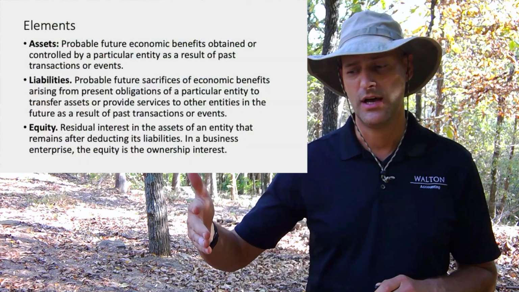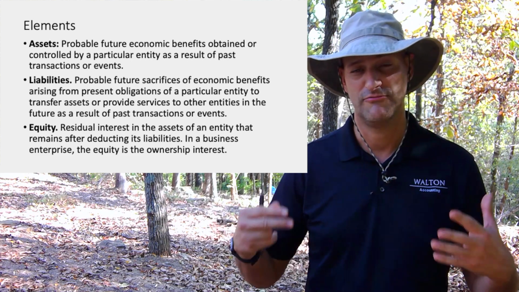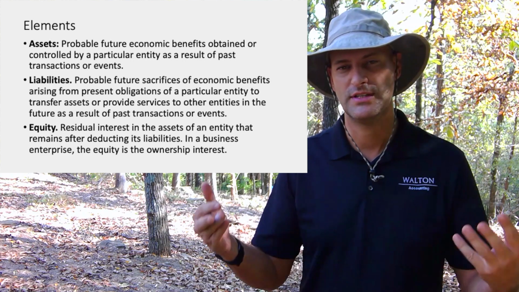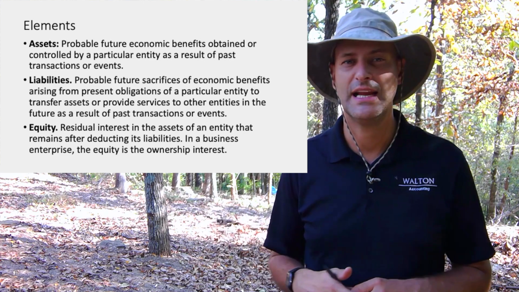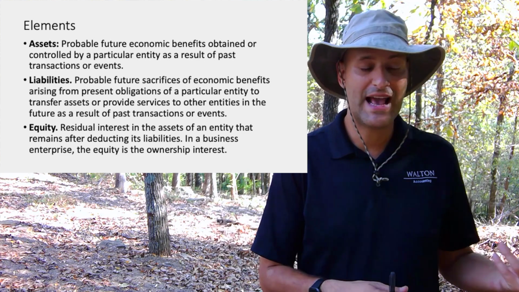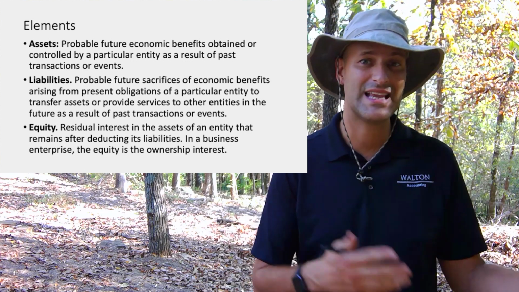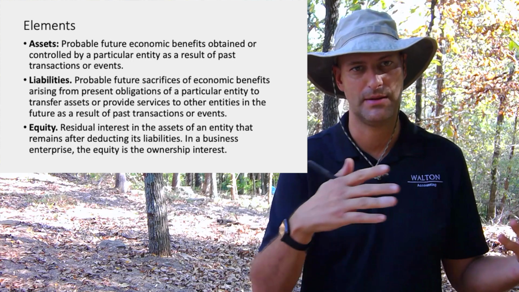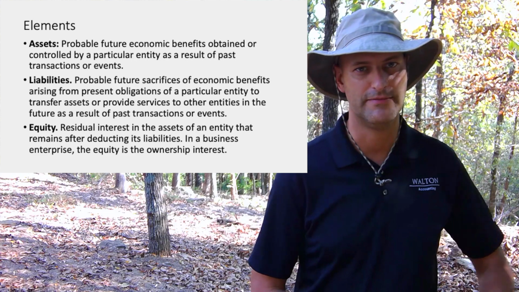The elements on the balance sheet, as I mentioned, are assets, liabilities, and equity. At this point in your accounting education, you should start knowing the definitions, or at least pretty well. I'm not going to ask you to quote the definition for me, but assets are probable future economic benefits obtained or controlled by a particular entity as a result of past transactions or events. So that is the definition of an asset. Liabilities are also very similar, except they are probable future economic sacrifices, or the probable future sacrifice of economic benefits. So if assets are the benefit, liabilities are the probable future sacrifice of those benefits.